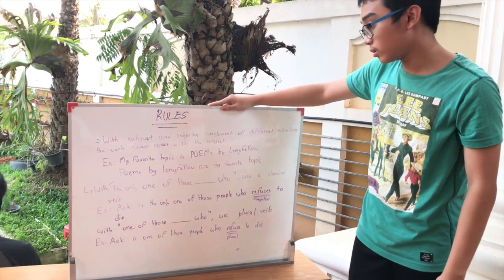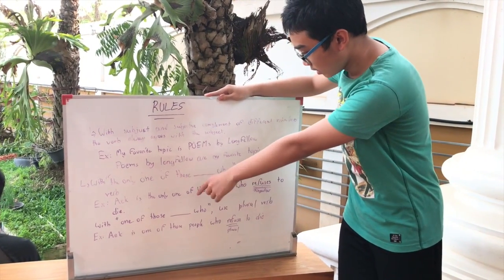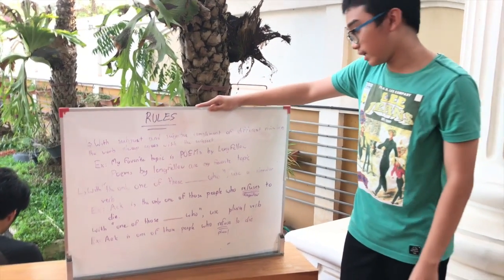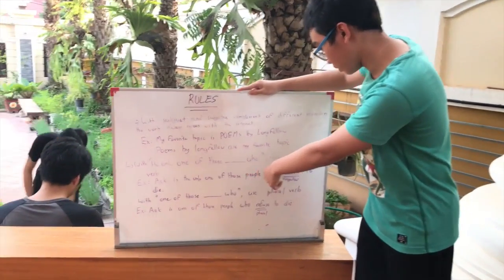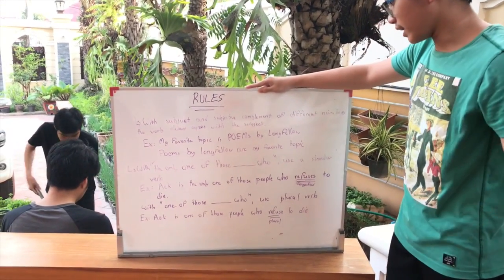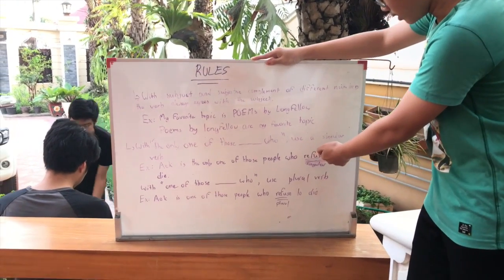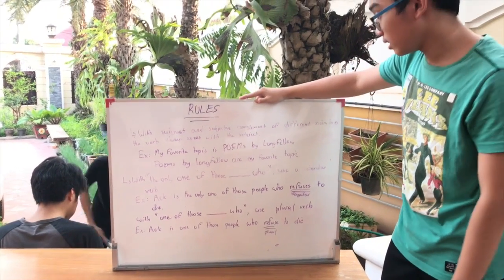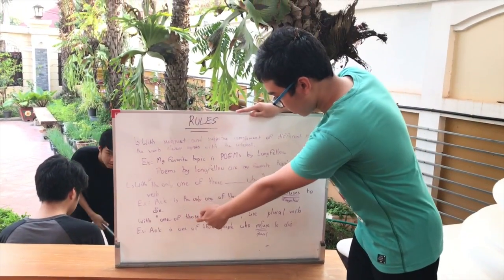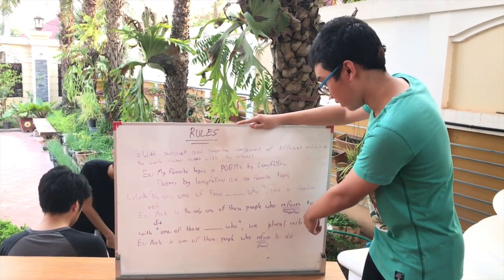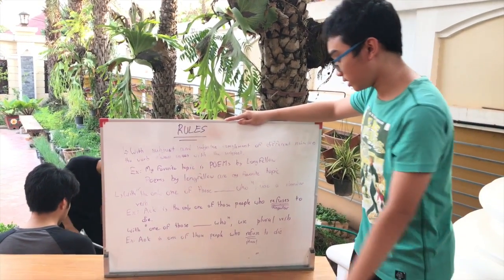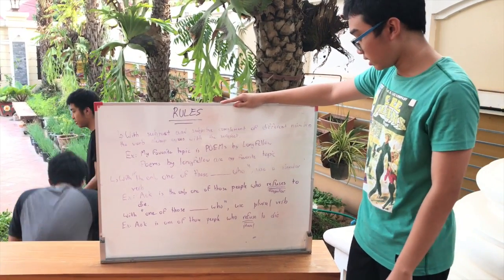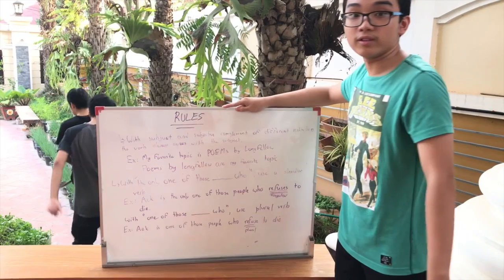The second rule is, with the only one of those who, use a singular verb. For example, Art is the only one of those people who refuses to die. You can see that refuses is the singular verb. And the last rule is, with one of those who, use a plural verb. For example, Art is one of those people who refuse to die, and refuse is a plural verb.